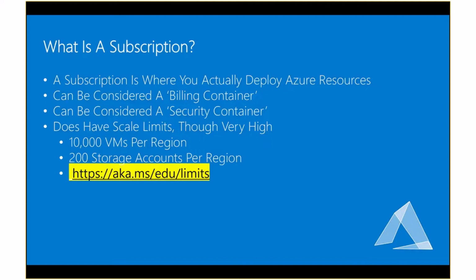Basically, a subscription is where you actually deploy resources. Of all the things we've done so far in this video series around governance and the enrollment hierarchy, we haven't deployed anything that costs money. Subscriptions are where you actually deploy things like virtual machines, storage accounts, networks, those sorts of things. Subscriptions can be considered a billing container.